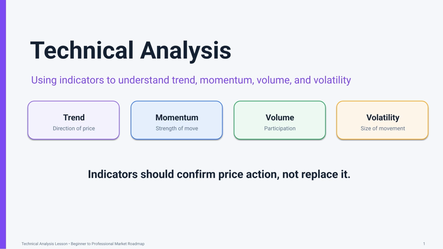The most important lesson is this: indicators should confirm price action, not replace it. That means we should not blindly buy or sell just because one indicator gives a signal. We first look at price action. Then we use indicators to confirm what price is already showing us. The best trades usually happen when price action, trend, momentum, volume, and volatility all agree.